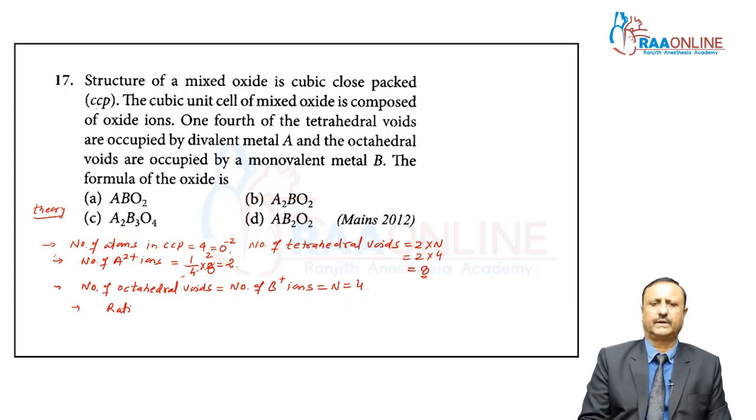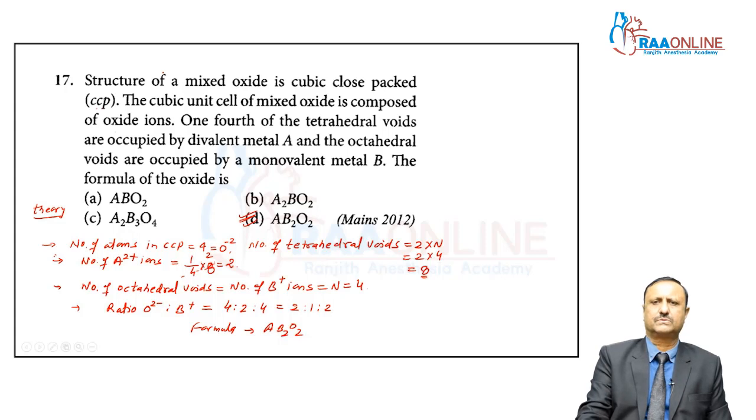Now what is the ratio? We can get the ratio of O2- ions versus A2+ ions versus B+ ions, that is equal to 4:2:4, or you can say 2:1:2. So the formula is AB2O2. This is the formula of the compound, AB2O2. So for question number 17, you can get the answer D. And this question was asked in 2012, my dear students.